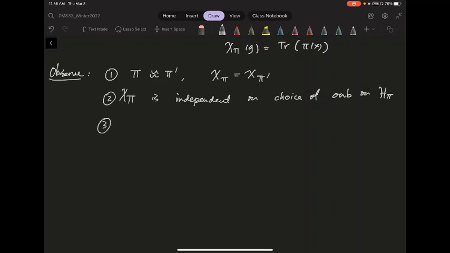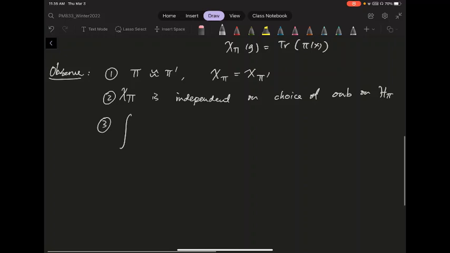And finally, the next thing that's quite interesting is what happens when you try to take the inner product of two of these characters. Let's say you take the integral of chi pi times chi pi prime, over x, dx. Because they are independent of the choice of orthonormal basis, we can really choose one. So we can just pick an orthonormal basis for pi and then for pi prime.